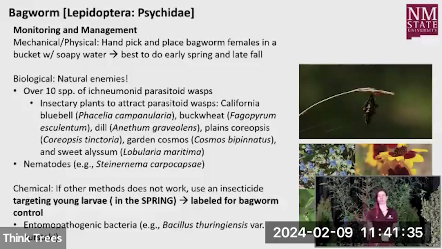There's over 10 species of parasitoid wasps in the family Ichneumonidae. Lots of things in Hymenoptera like to eat them. Nematodes as well. There are insecticides available, but you want to use one that targets those young larvae, okay, in the late spring. And again, read those labels.